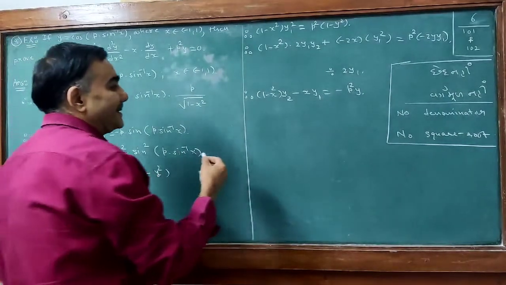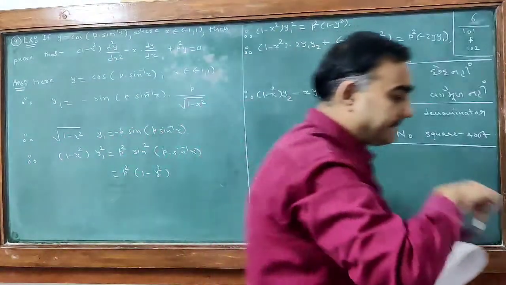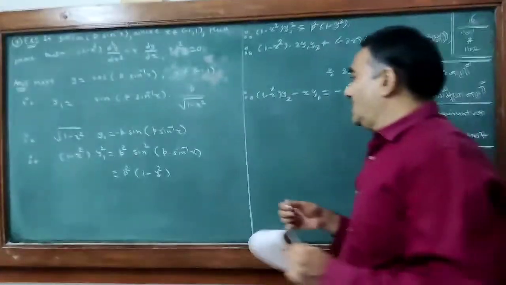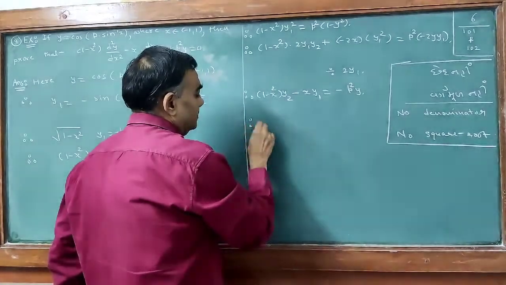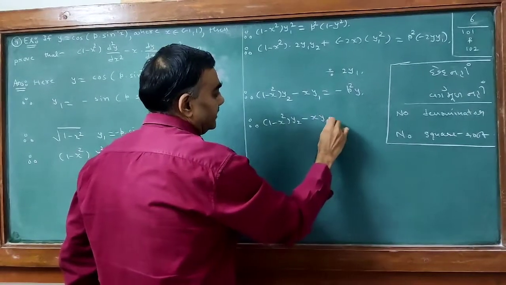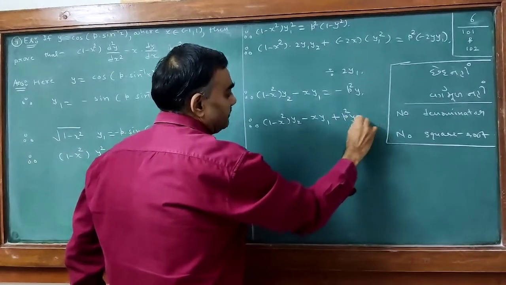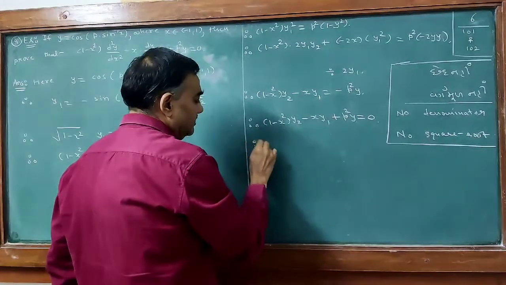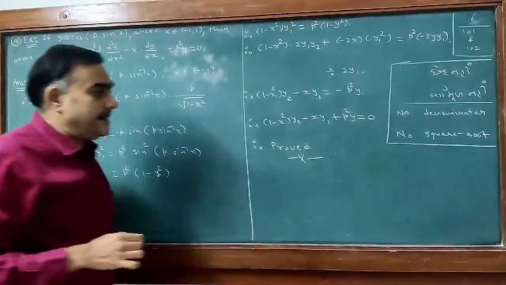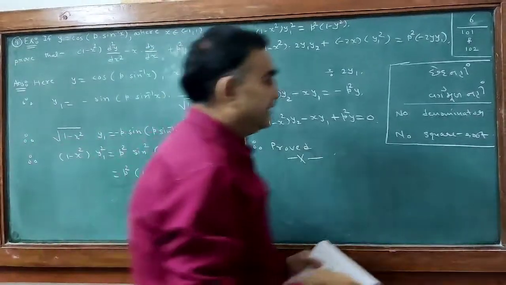and therefore 1 minus x square y2 minus xy1 plus p square y is 0, and therefore true. So it's done.